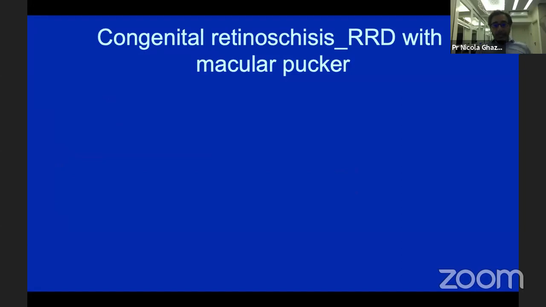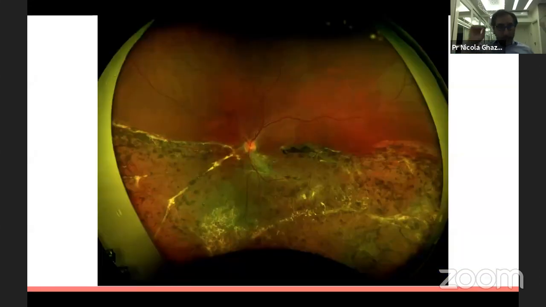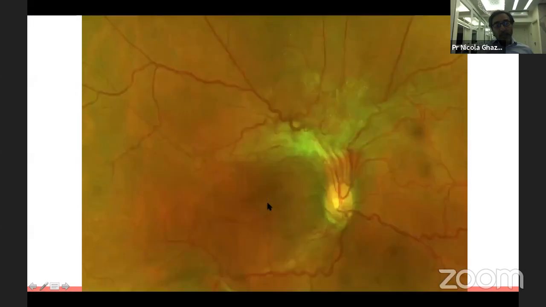My next case is a case of macular pucker associated with an RRD complicating congenital retinoschisis. A 34-year-old man who presented to us after having lost his vision in the left eye since childhood. And you can see here the significant changes explaining the poor vision. He complained about metamorphopsia in the right eye, and you can see that he has a significant epiretinal membrane along the superior arcades and outside of it, causing the puckering and pulling the fovea upwards.